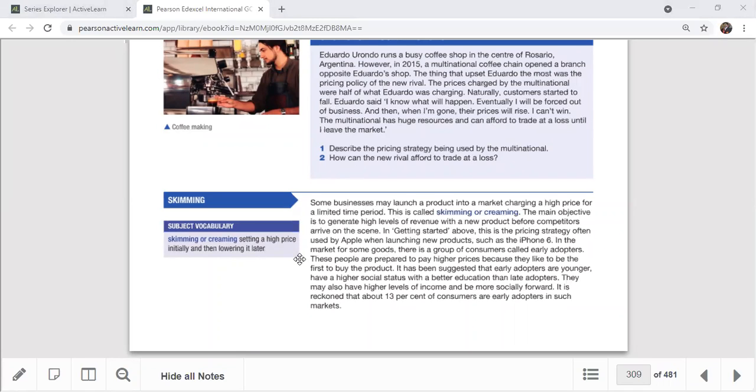They use this strategy because they want to cover the initial R&D cost, the research and development cost they have spent on this product. So this strategy will allow them to cover their large amount of initial cost of manufacturing and everything. So this is the thing that you talk about.